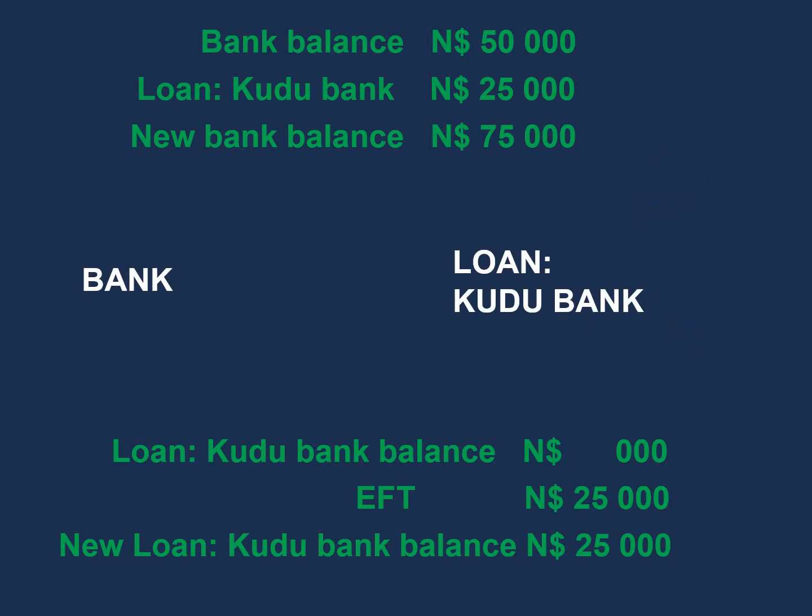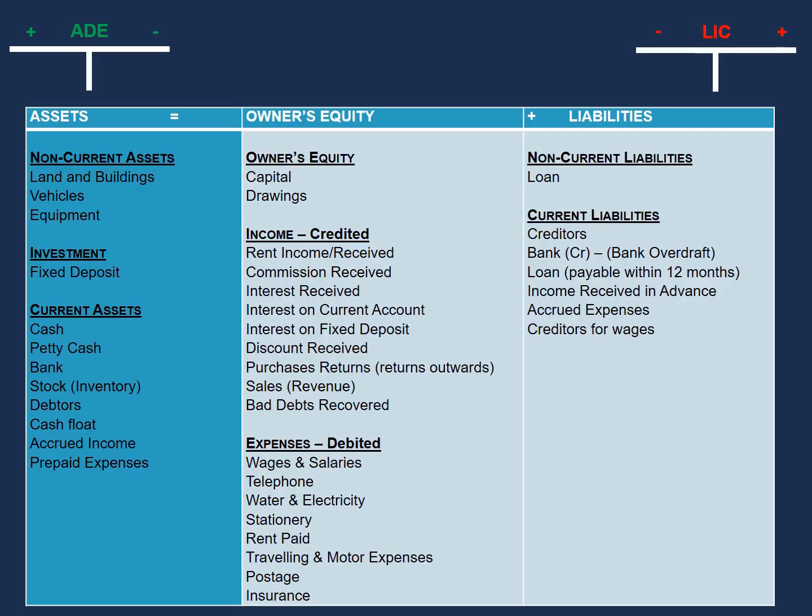Now let's go and classify those two accounts. Firstly, we have our bank, which is an asset, and our asset increased, so we would enter that on the debit side. Our other account is our loan account, and our loan account also increased, and therefore our loan is a liability and our liabilities increase on the credit side.